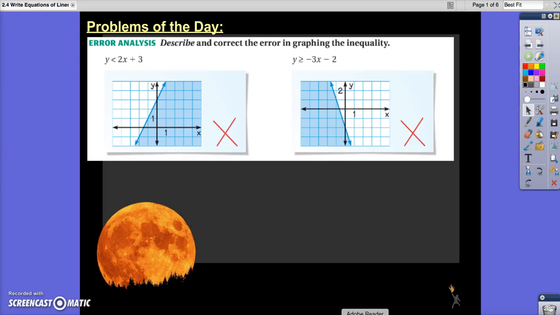Okay, so take a look at the problems of the day. There's two of them. Describe and correct the error in graphing the inequality. Pause the video and figure it out. And then when you're ready, resume to lesson 2.4.